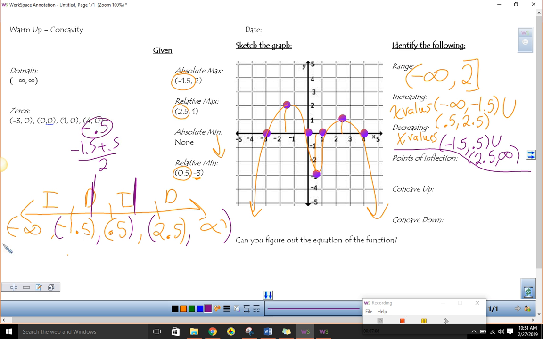And then how about this guy? This guy is 0.5 plus 2.5 divided by 2. Yeah, this guy is 1.5.